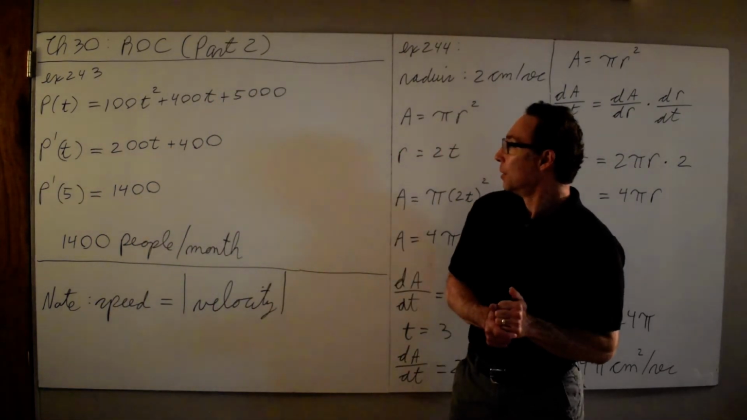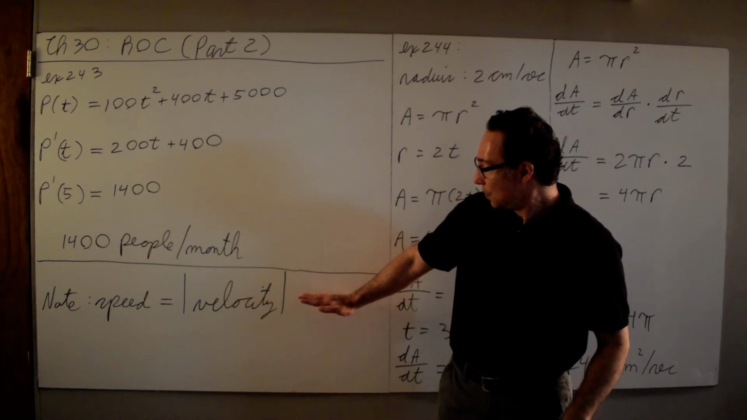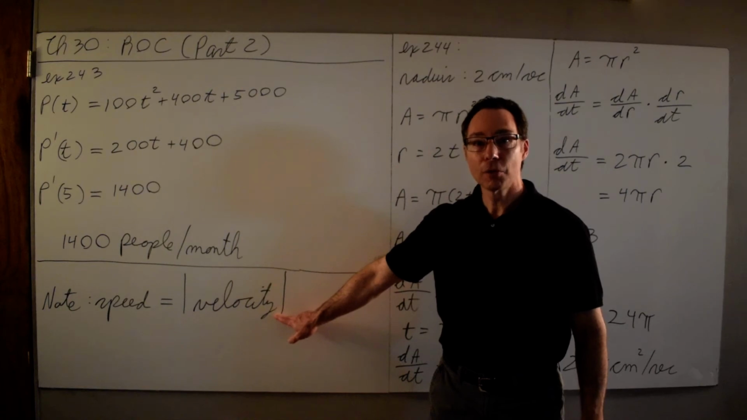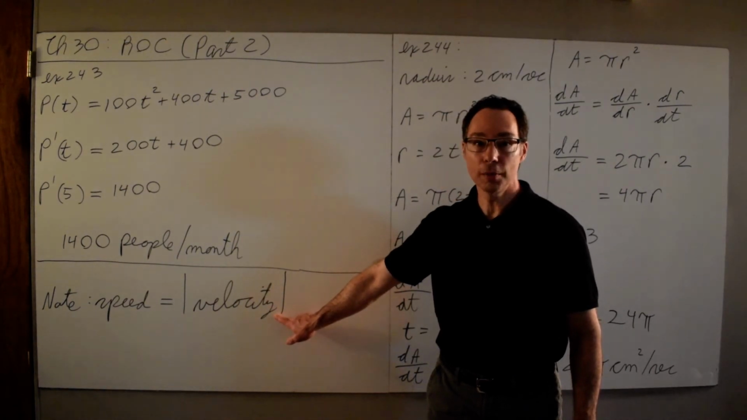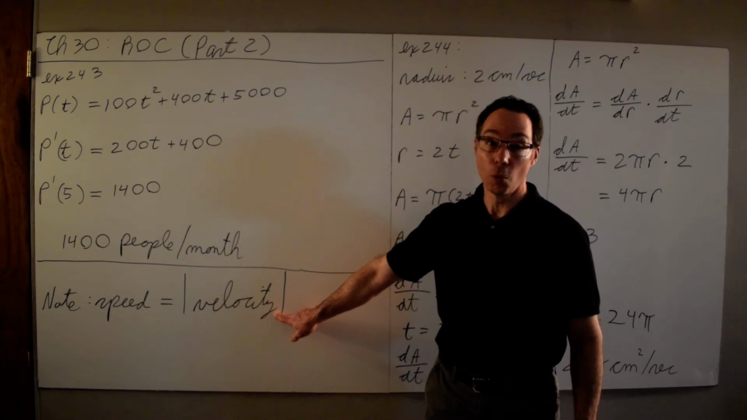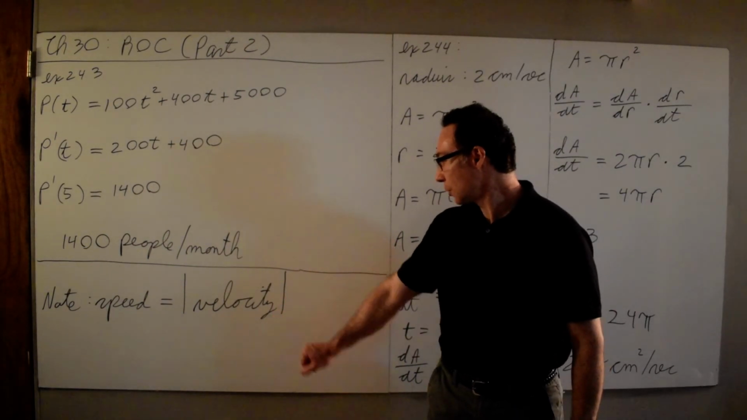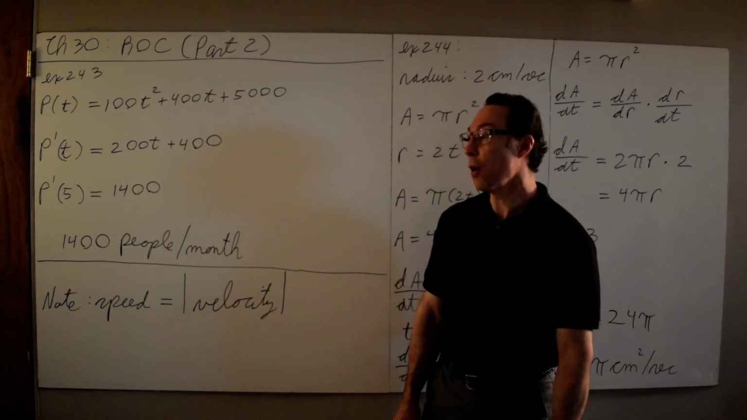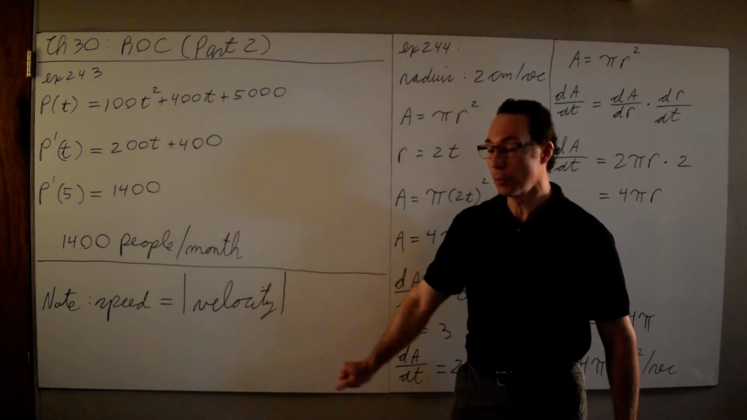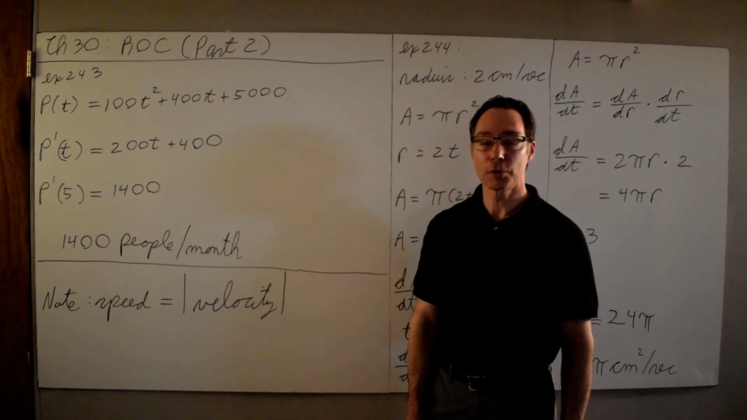I didn't want to make a video for part 3, so I'm just going to talk about speed and velocity momentarily. Velocity has direction associated with it. So velocity can be positive or negative or 0, because it has direction associated with it. Speed does not. Speed is the absolute value of velocity. So speed is always greater than or equal to zero. Velocity is positive or negative.